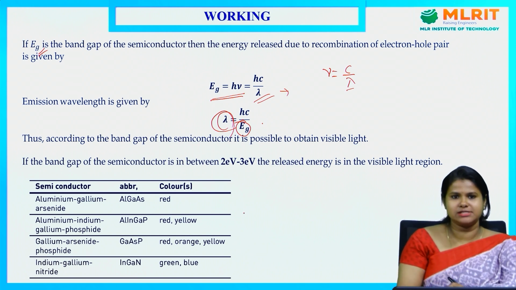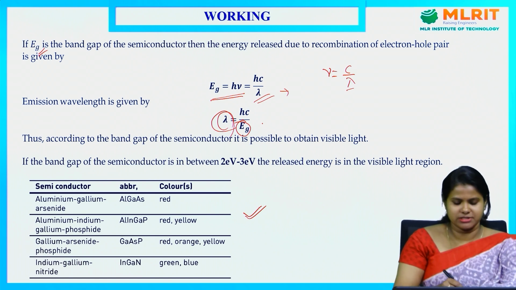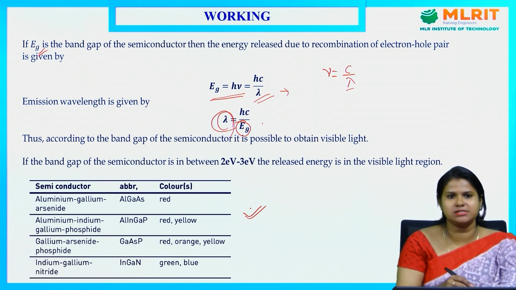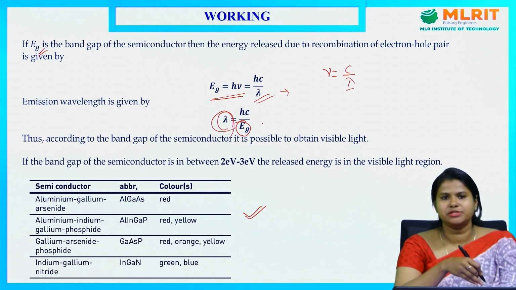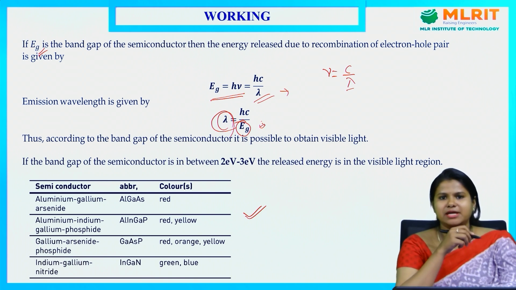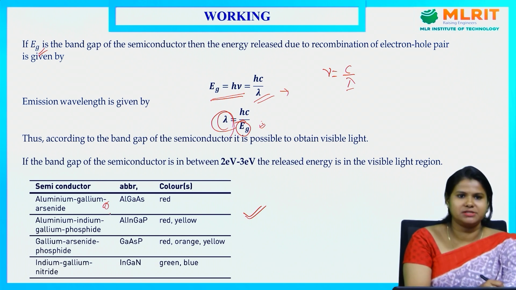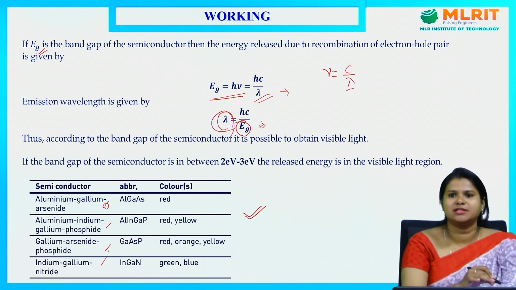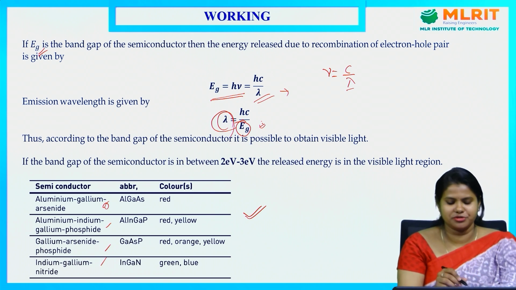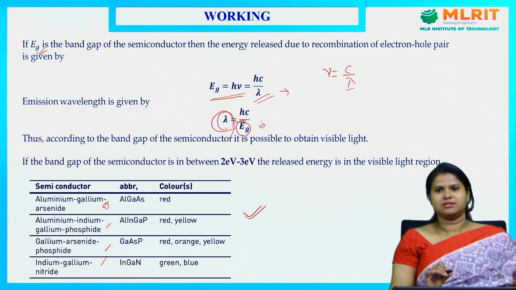So in this table, we have represented a few semiconductors and which color of light will be generated using those semiconductors. As I told, using this formula lambda is equal to hc by Eg, we can find out the wavelength radiated. You can just look up the energy gap of these particular semiconductors, and putting in the value of the energy gap, you can find the wavelength of the LEDs constructed using these semiconductors.